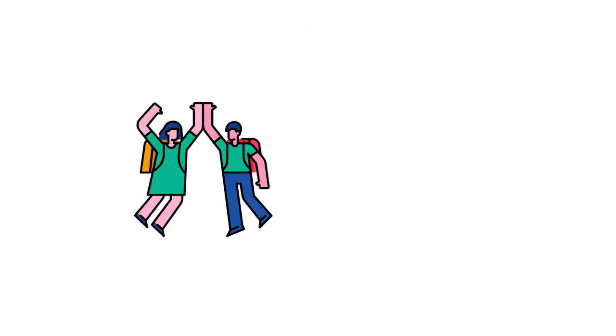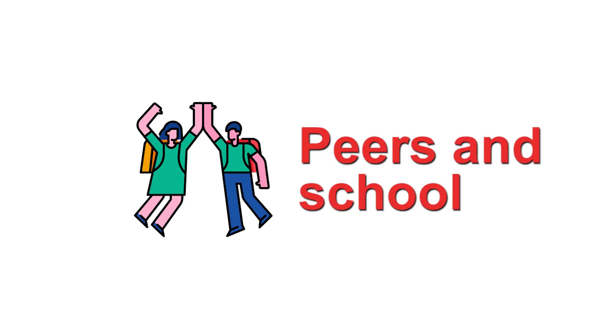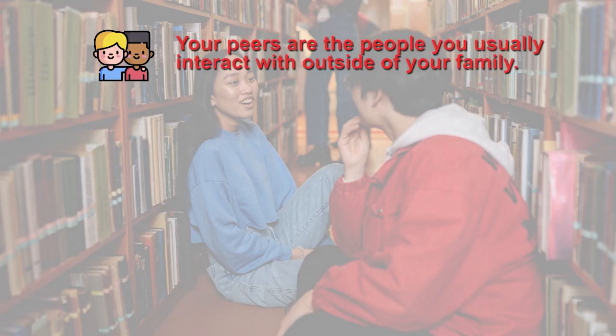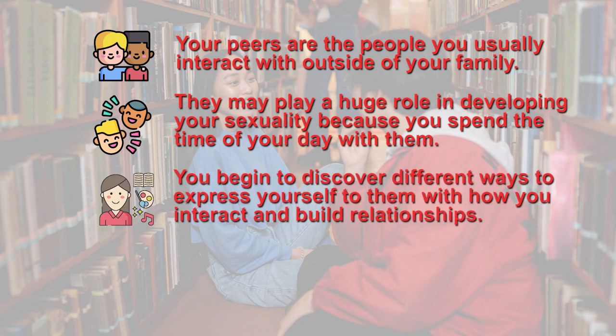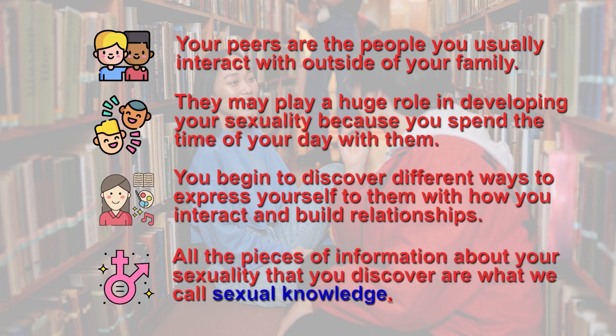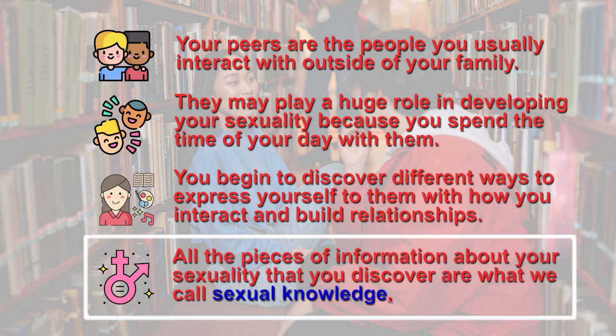Second, your peers in school. Your peers are the people you usually interact with outside of your family. They may play a huge role in developing your sexuality because you spend the time of your day with them. You begin to discover different ways to express yourself to them with how you interact and build relationships. All the pieces of information about your sexuality that you discover are what we call sexual knowledge.